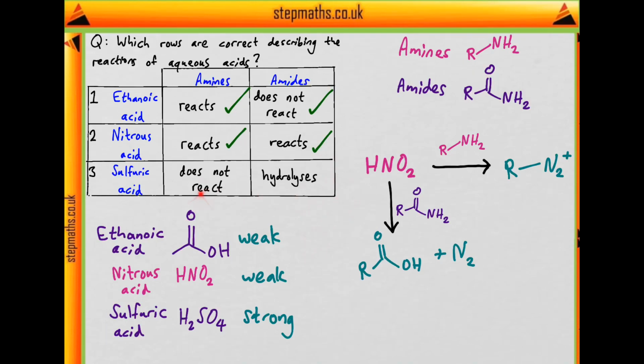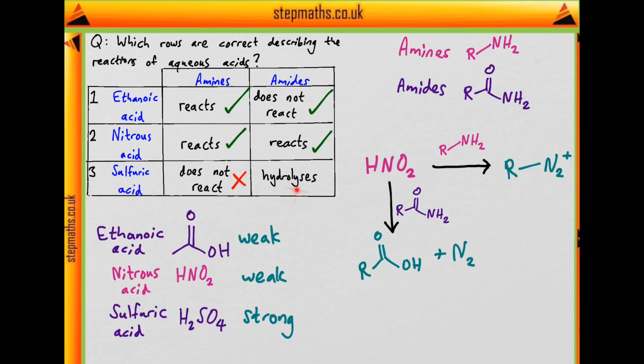And our final row, what does sulfuric acid do with amines? So it says it does not react, but is this correct? So we know sulfuric acid is a strong acid. Amines are weak bases, but they're still moderately good bases. And so we're actually going to get an acid-base reaction. We're going to form the ammonium salt with the sulfate ion. So this is actually wrong.